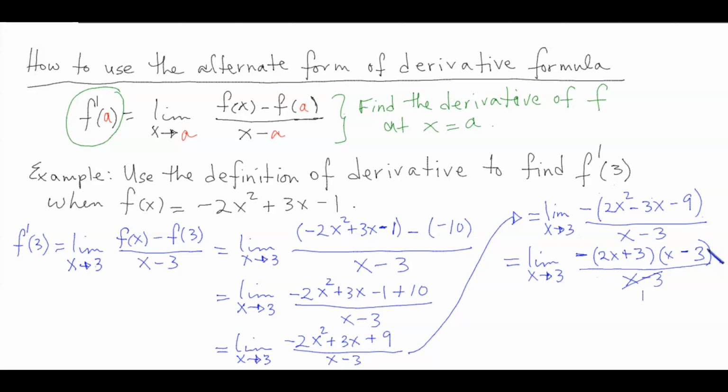Notice my x minus 3's cancel, and I'm left with the limit as x approaches 3 of negative 2x plus 3. Now I can use direct substitution, which means I can just plug in my 3. That's going to be negative 2 times 3 plus 3. That gives me a negative 6 plus 3, which gives me a negative 9 as my answer.